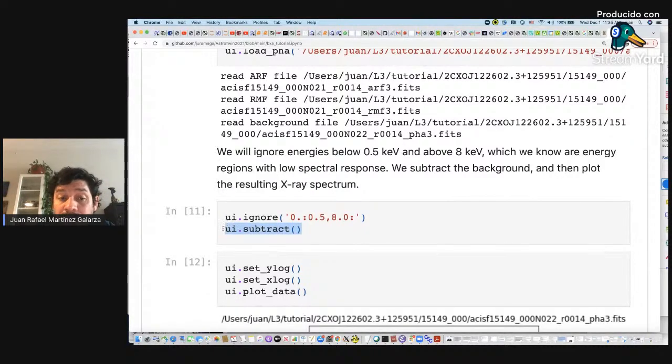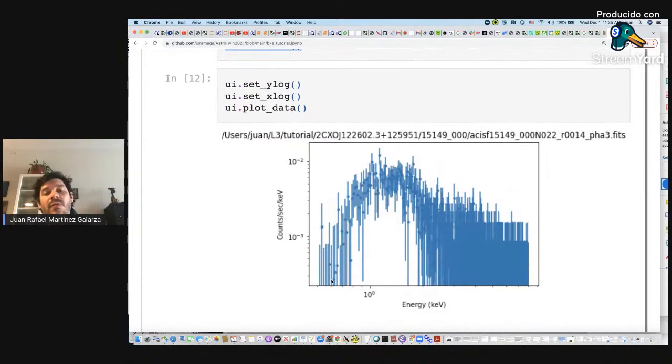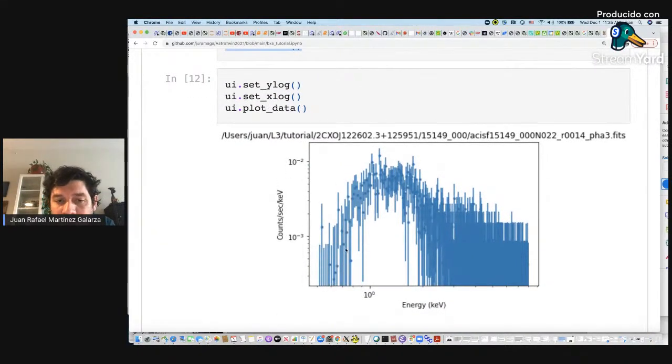So we're subtracting the background spectrum. And now we visualize the spectrum. So this is the spectrum of our ULX. Of course, it's a little bit noisier because this object is not as bright. I mean, it's intrinsically very bright, but it's far away. So you have a more noisy spectrum.